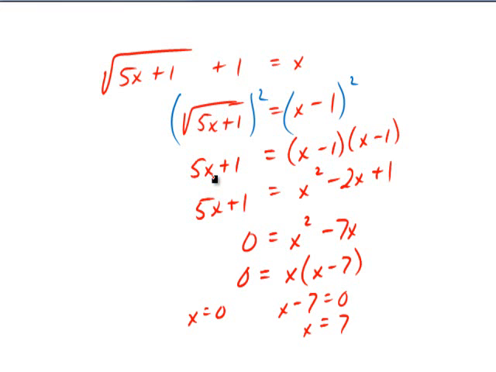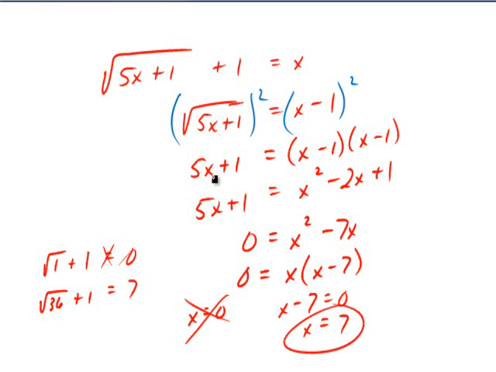If I try 0 back in the original problem, I have the square root of 1 plus 1, and that's supposed to equal 0, which it doesn't. So 0 is not a solution. If I try 7, I have 35 plus 1 is 36, square root of 36, plus 1 more, and that's supposed to equal 7. 6 plus 1 does equal 7, so 7 is a solution.